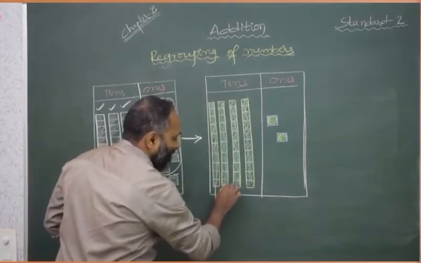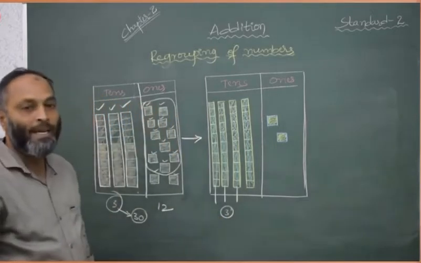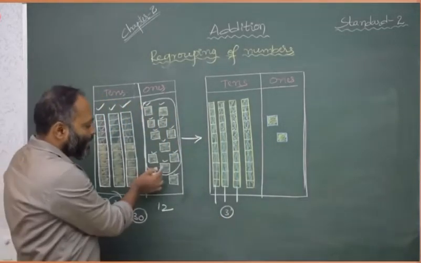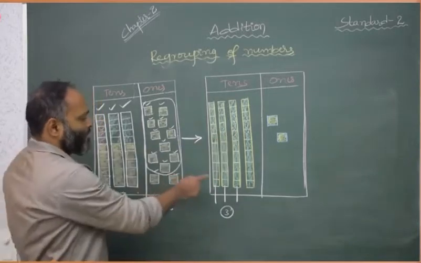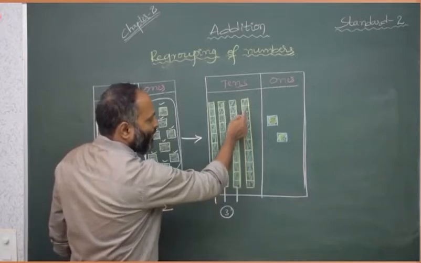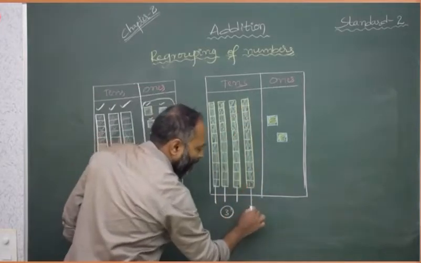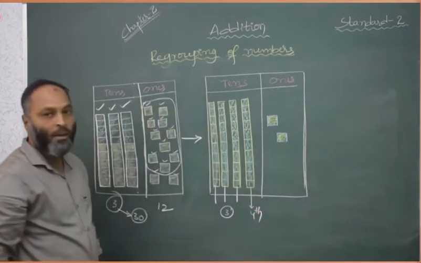First block, second block and third block. These 3 blocks as it is. And these 10 sub blocks make a big block. 10 blocks: 1, 2, 3, 4, 5, 6, 7, 8, 9, 10. This is one more extra block. This is the 4th block.